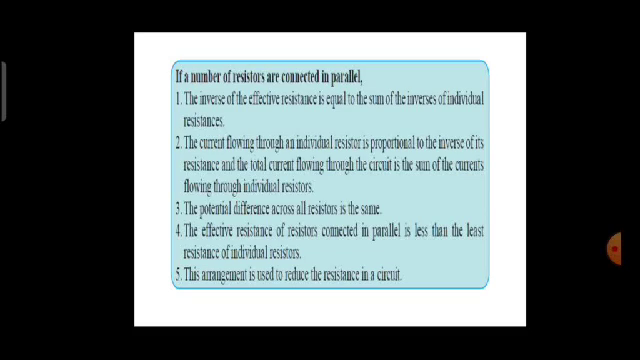The current flowing through an individual resistor is proportional to the inverse of its resistance, and the total current flowing through the circuit is the sum of the currents flowing through individual resistors. The potential difference across all the resistors is the same. The effective resistance of resistors connected in parallel is less than the least resistance of individual resistors. This arrangement is used to reduce the resistance in a circuit.